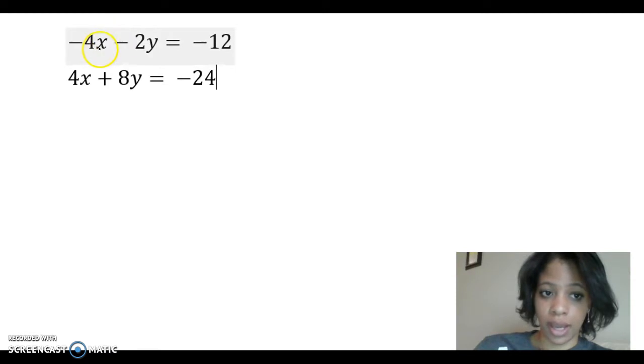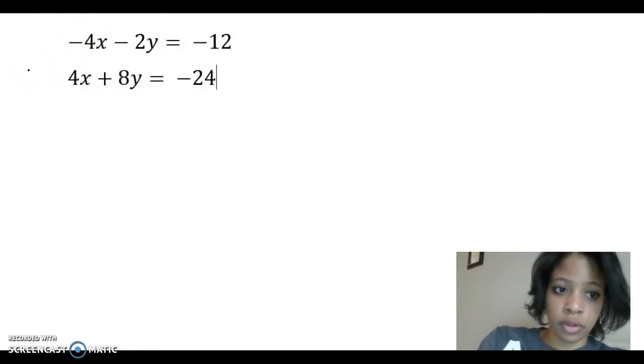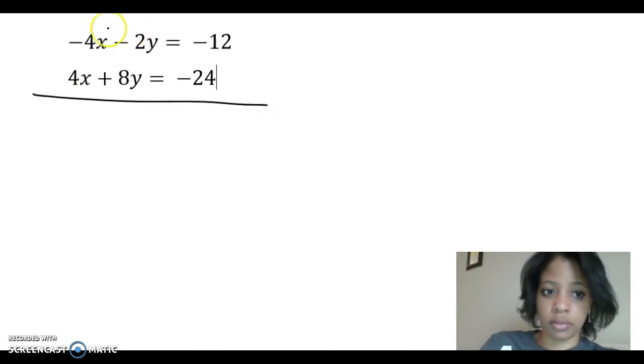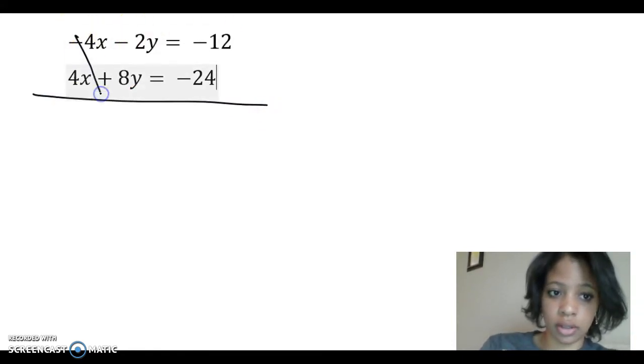I'm going to start looking at my x's. They both have the same coefficient, 4. One is positive and one is negative. So that means that these two are going to eliminate when we add them together. So we're just going to add our equations together. Again, we said these two eliminate, so they cancel out.